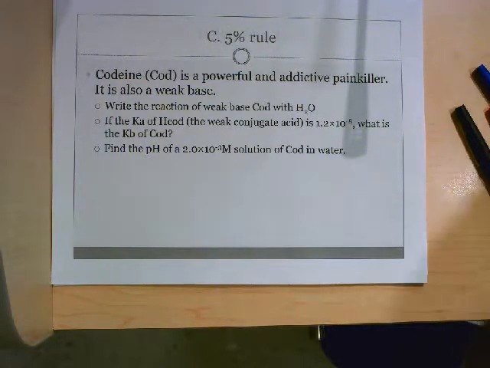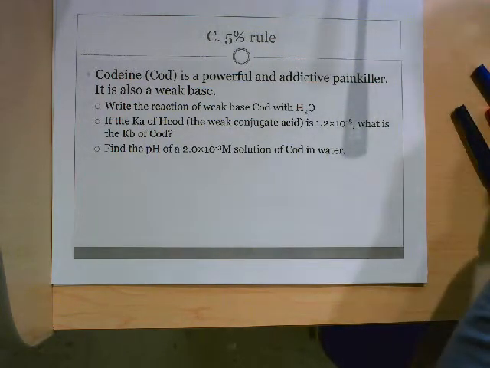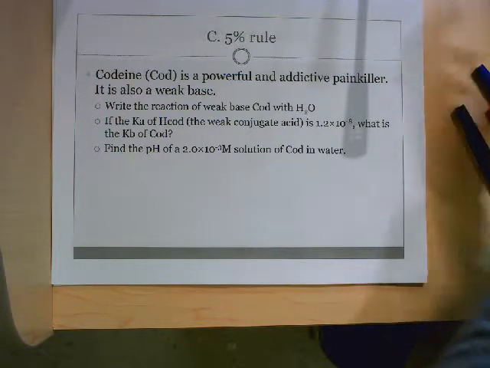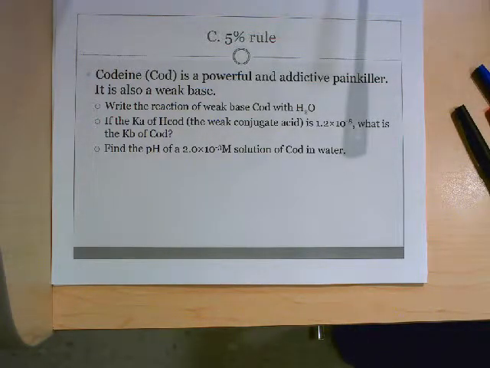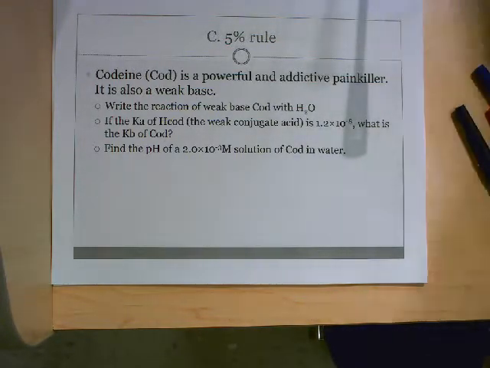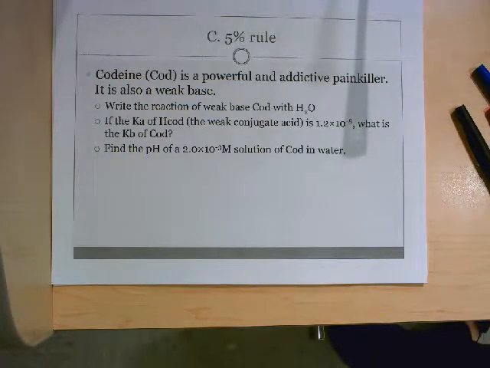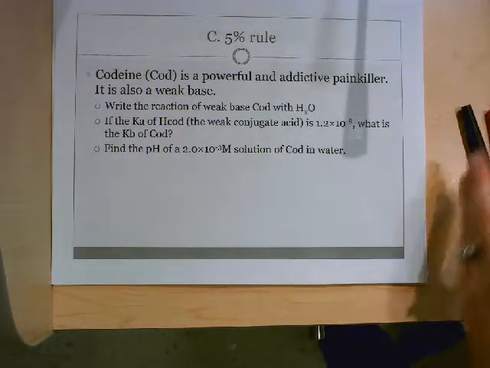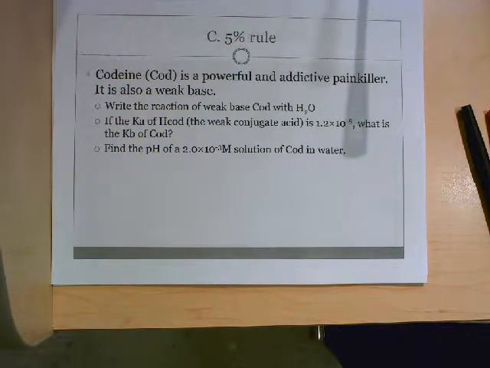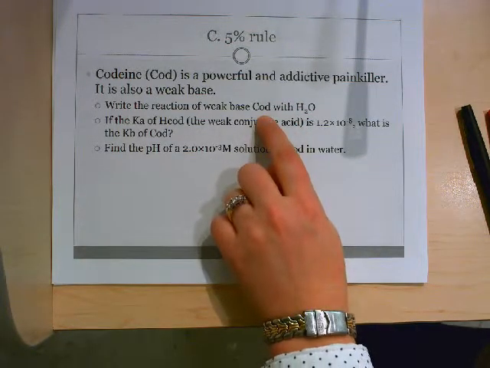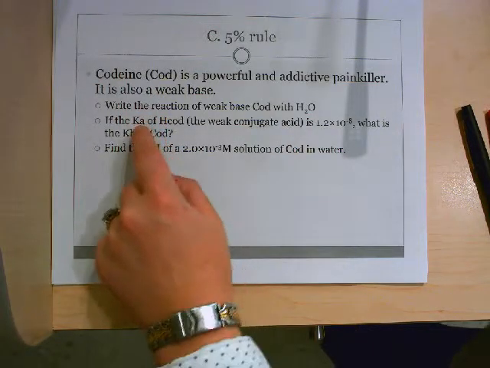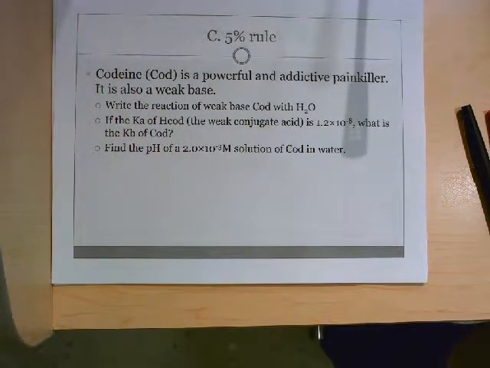Alright, so again, another fun conversation starter with your roommates tonight. Turns out codeine is a weak base, above and beyond it being a powerful and addictive painkiller. It's a weak base, which means it has a Kb, but I didn't give you the Kb. I gave you lots of other information. So it's going to be 3 parts. First, we have to figure out what is its reaction. I gave you the Ka, so you have to figure out the Kb. And in the end, I want to find the pH of a codeine solution.